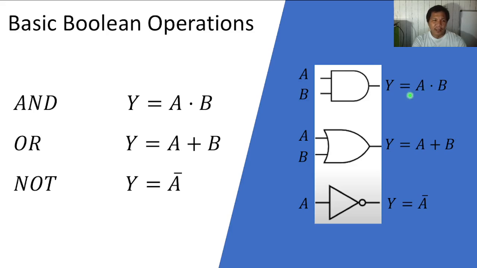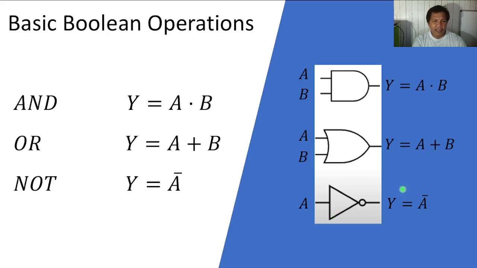And for the OR gate, it is represented by this symbol. OR gate has two or more inputs. In this example, I use a two-input OR gate. And so the output will just be the sum of the inputs. When you say 1 plus 1, the sum is still 1 in Boolean operations.